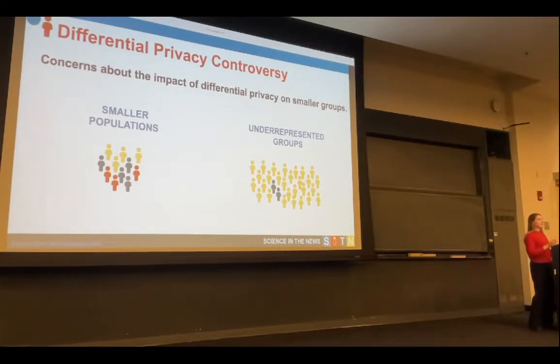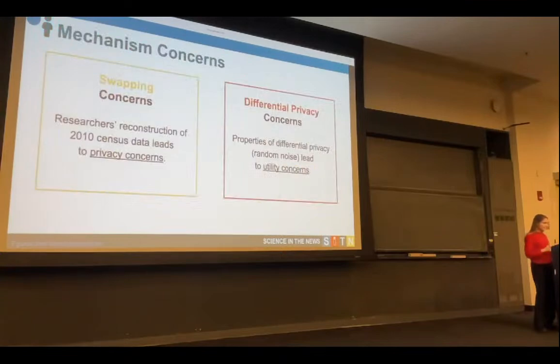And we can think about smaller populations as being like a county with few people, or like, I don't know, a neighborhood that only has 10 people would be a smaller population. And then we're also concerned about it as it pertains to underrepresented groups. So we can think about a county that might be large, but only has 2 blue people. So those are the two situations where most of these criticisms draw.